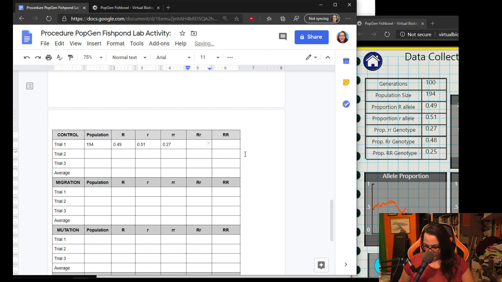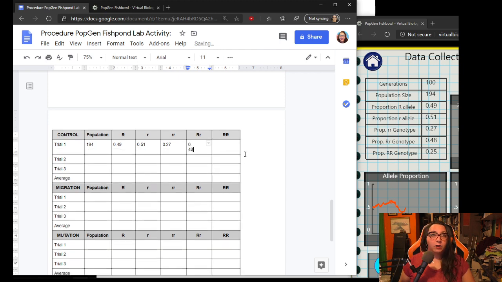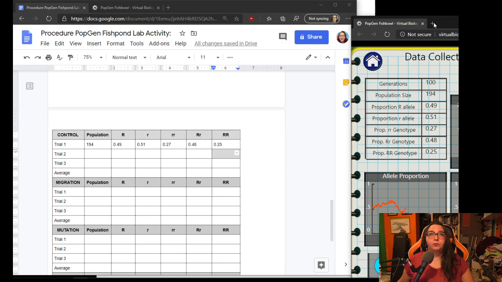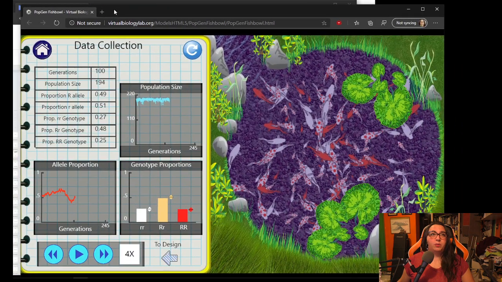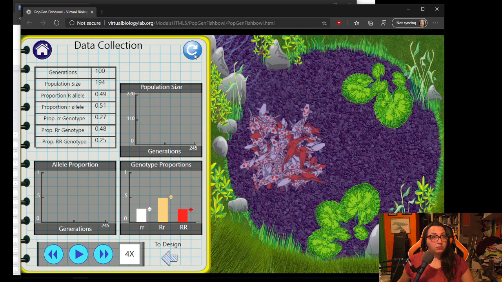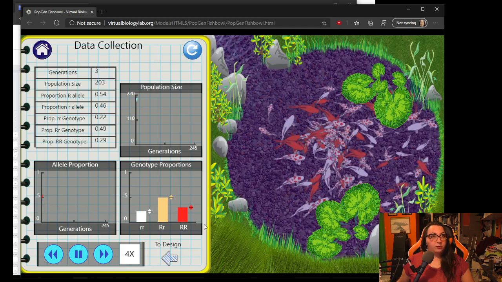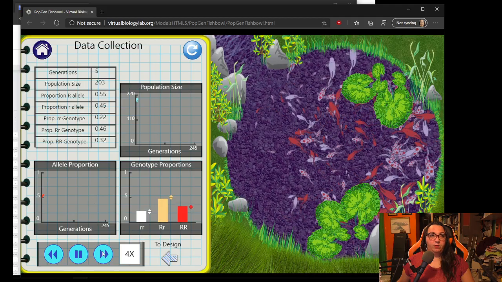0.27, 0.48, and I accidentally hit an enter in there, and 0.25. Great. So I've got that. I can now bring this back, hit the reset button, and all of our fish go back, and then hit the play. And all of our parameters will go back to where they were started, and we begin again. Our graphs start over, all three of them, and we keep going.